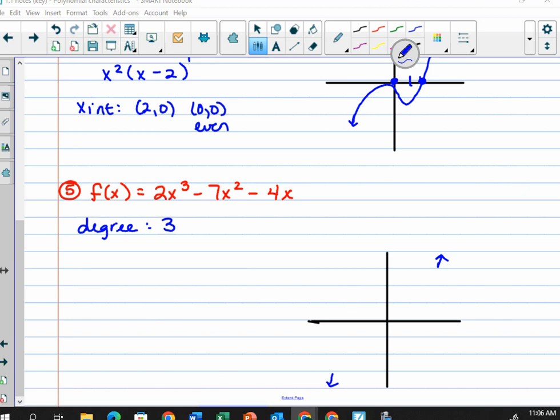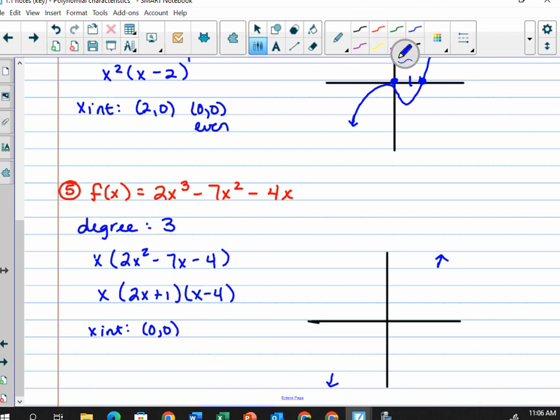All right, guys, I want to make sure we have time for the last little bit here, so let me go through this real quick. We need to factor, so I can take out an x. And then, guys, factor with a leading coefficient, grouping, guess and check, whatever you do, you should have ended up with x times 2x plus 1 times x minus 4. Okay? So your x-intercepts are 0, 0, negative 1 half, 0, and 4, 0.